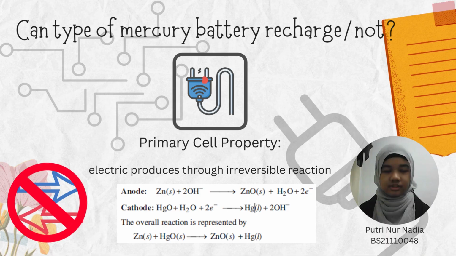Thank you. Into the next discussion, is a mercury battery rechargeable? The answer is no. This is because a mercury battery has primary cell properties, in which it produces current by an irreversible reaction. An irreversible reaction is a reaction that proceeds in one direction only. The product formed in this reaction is very stable, thus it will not reform the reactants.